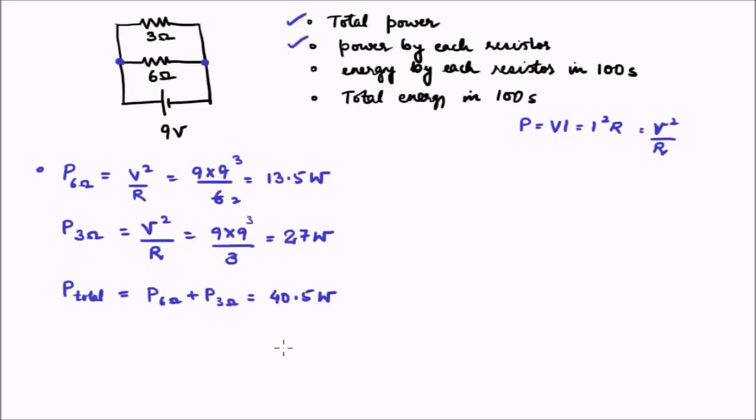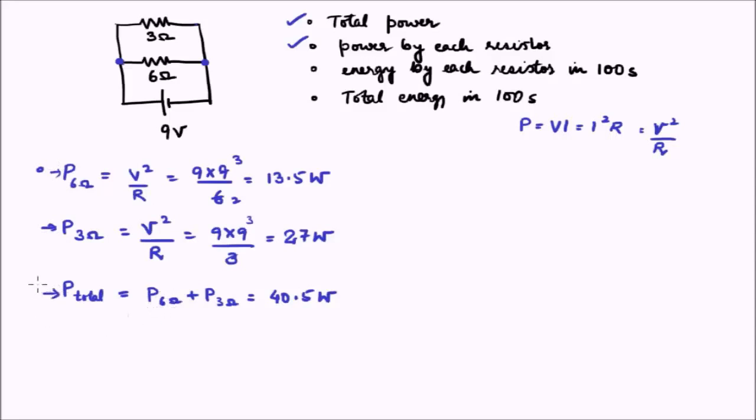If you remember correctly, the total power in our last case, in the case of series circuit, was 9 watt. Here it is 40.5 watt. That is quite a hike. So just by changing the configuration of the resistors, we have increased the amount of power we are extracting out of the system. Fine. Now let us see an alternative way to do the same thing.